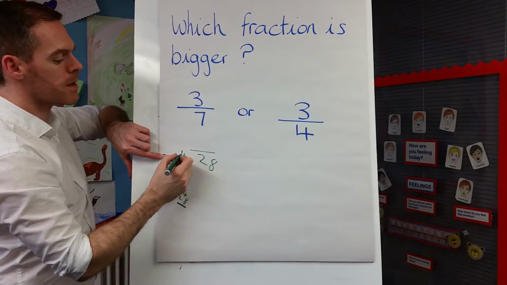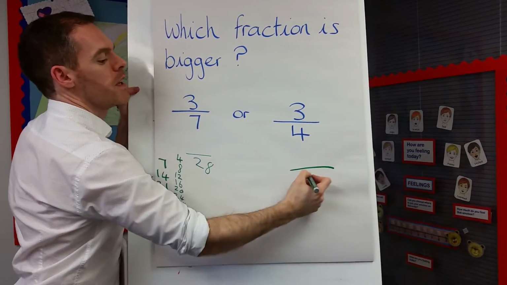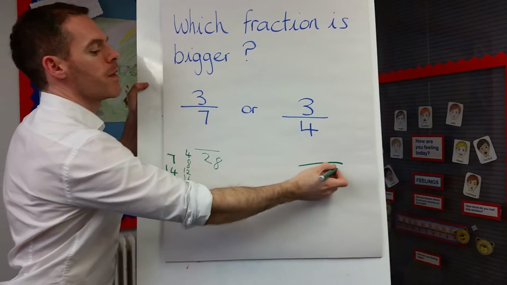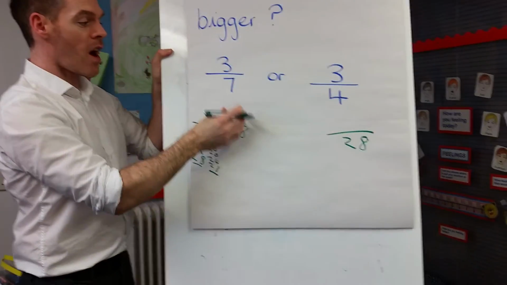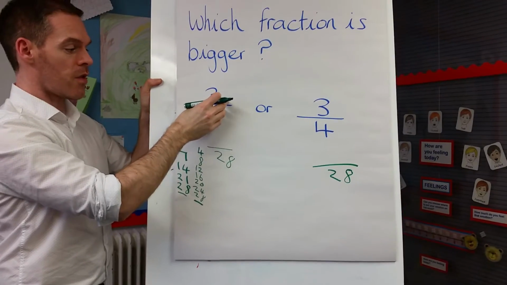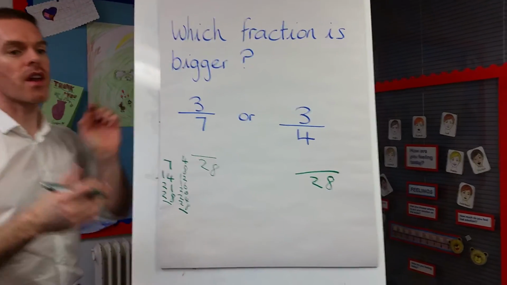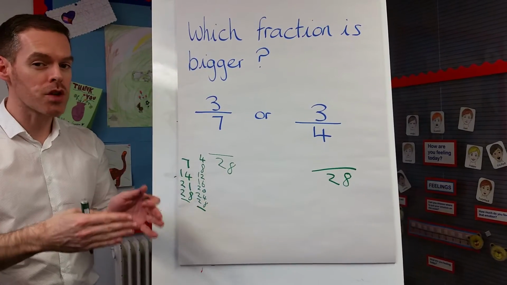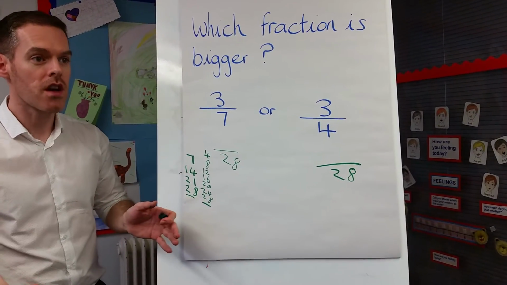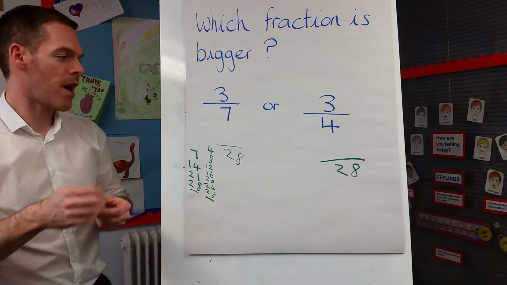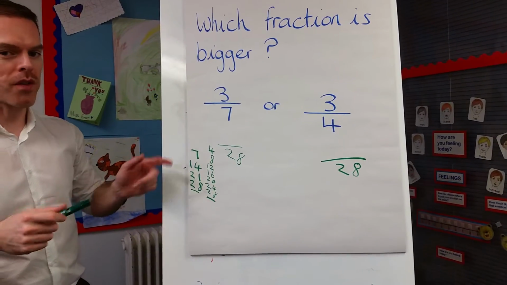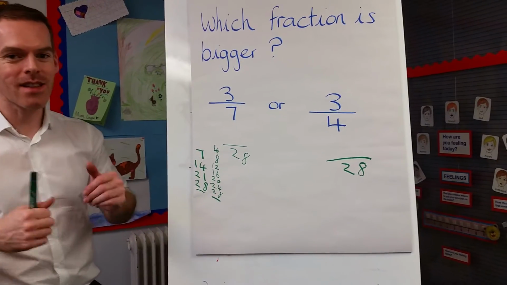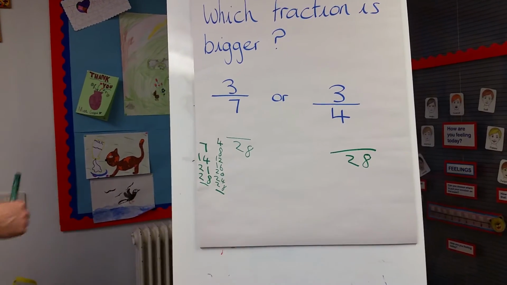Okay, 28 and 28, and I'm writing it underneath to help me. Okay, so I'm making equivalent fractions to 3/7 and 3/4 so that I can compare them. When they've got the same denominator and they're out of the same total number of equal parts, then it's easy for me to compare. So now I've got to figure out what I've done to my denominator so I can do exactly the same to my numerator.